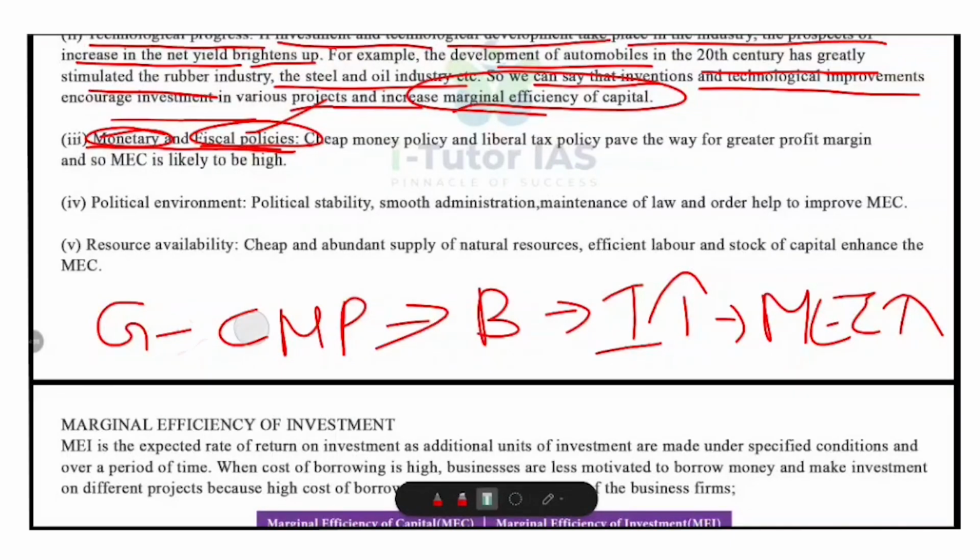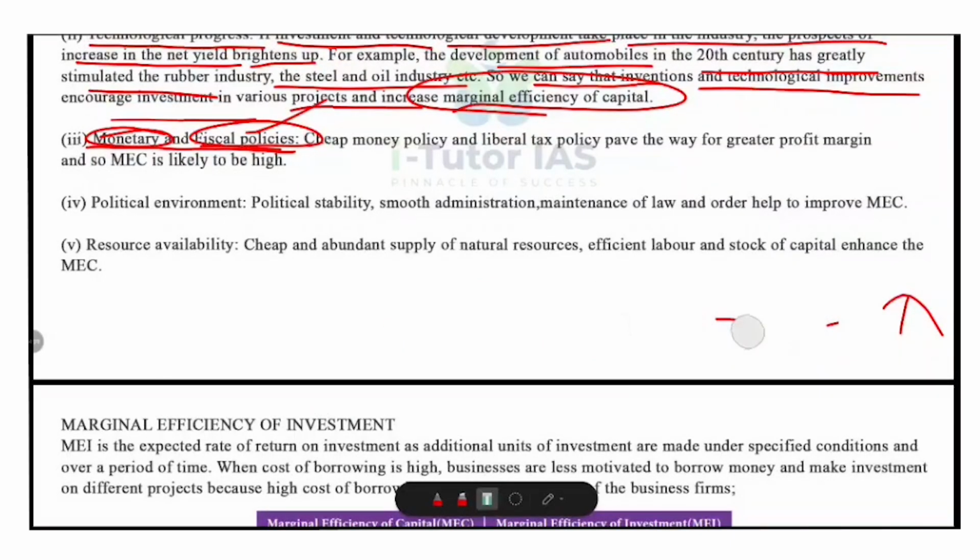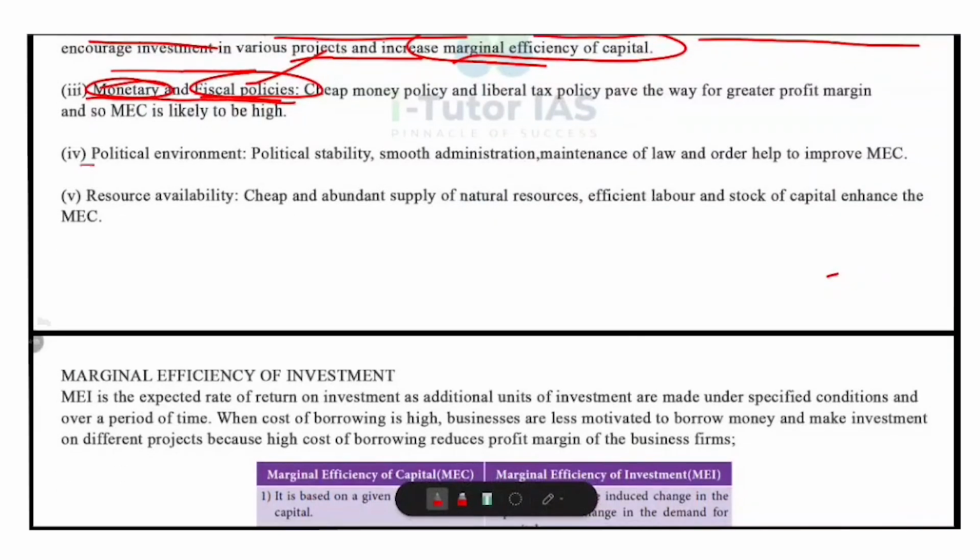Okay, let me tell you an example. When RBI lowers the interest rate and the government cuts corporate taxes, businesses find investments more profitable, right? And that leads to a rise in MEC or marginal efficiency of capital. Next factor is political environment.